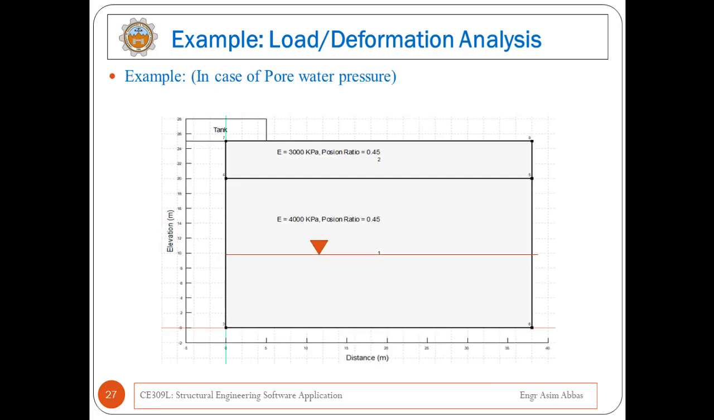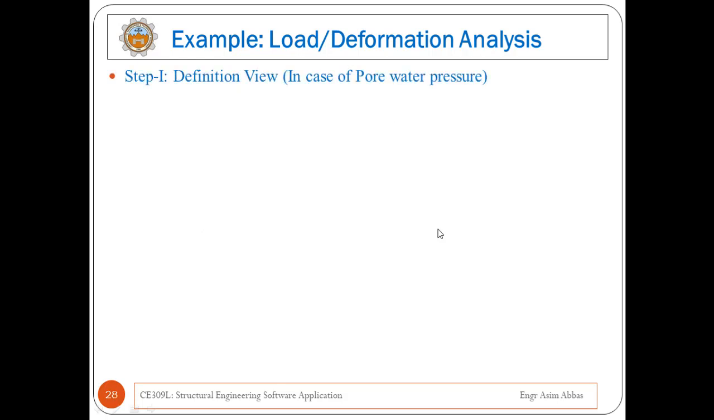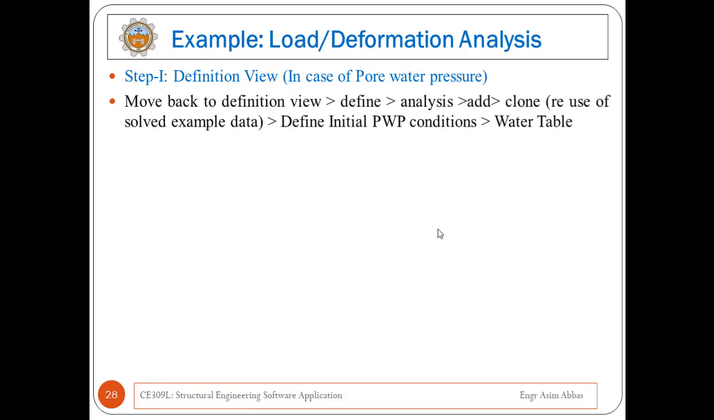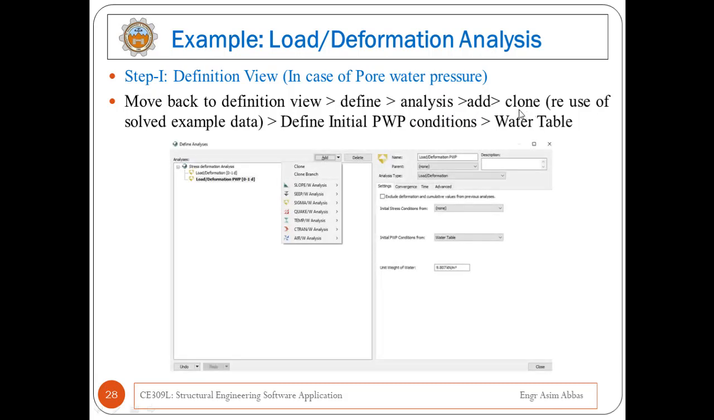Okay, if, for example, there is a pore water pressure involved at this location, how can we model this kind of analysis? For that, go to definition view again, then define analysis, then click on add, then choose clone. It means that it will reuse the solved example data.